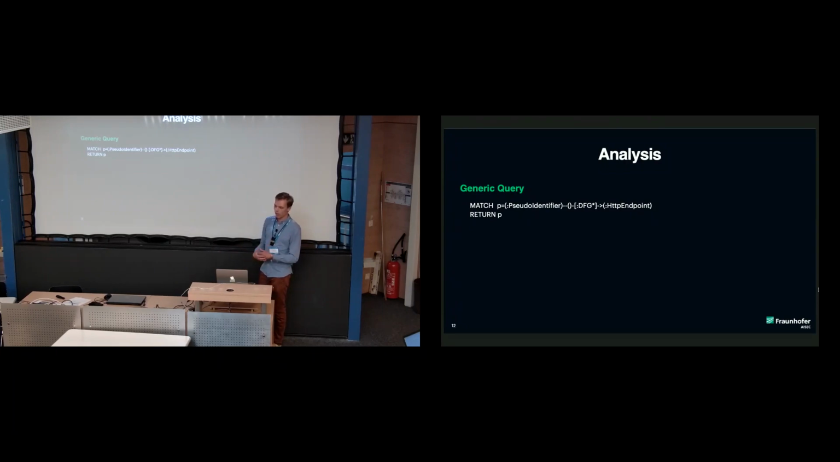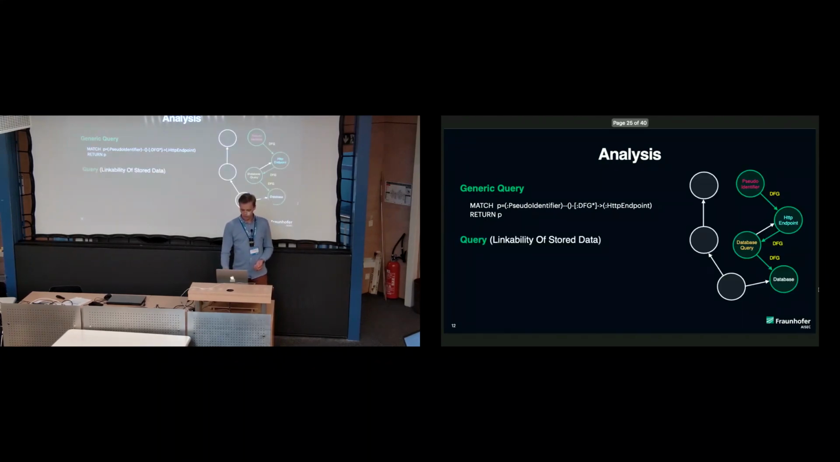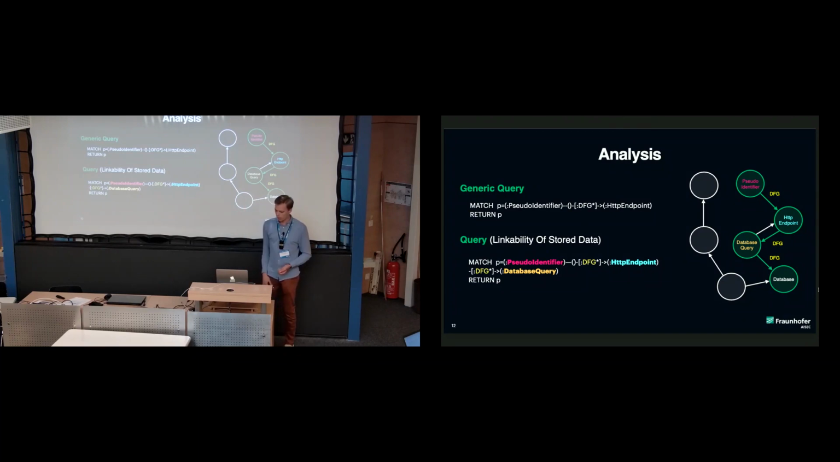So maybe this is not yet a privacy problem per se, right? But could be a potential threat, and we can of course specify that more precisely, and we can, for example, ask for all paths of pseudo identifiers that move via data flow edges to an HTTP endpoint and are later stored in a database to find these potentially linkable storage threats that we started off with earlier.